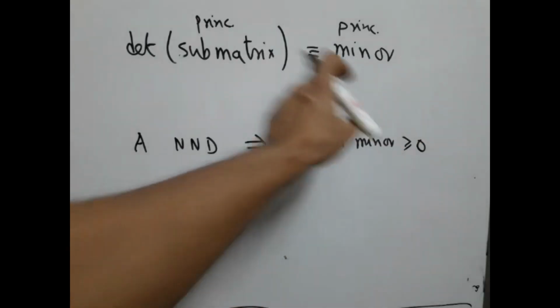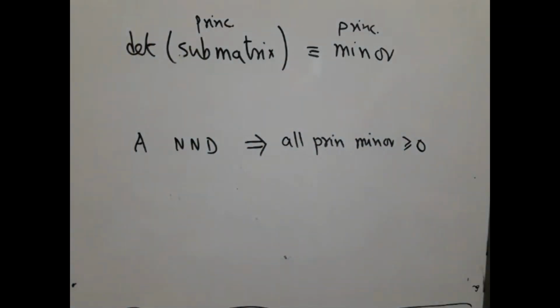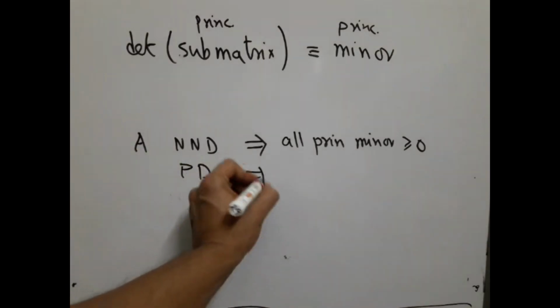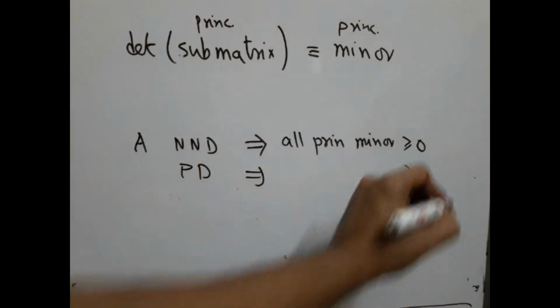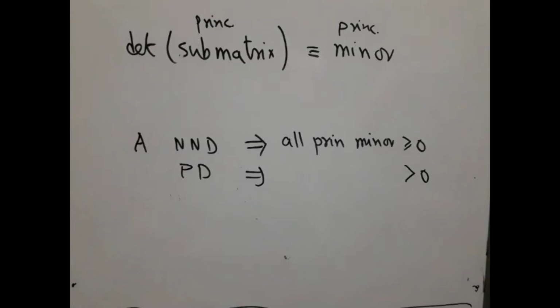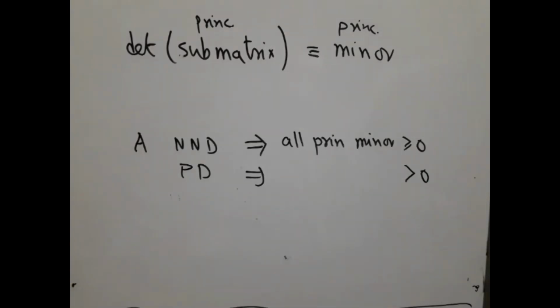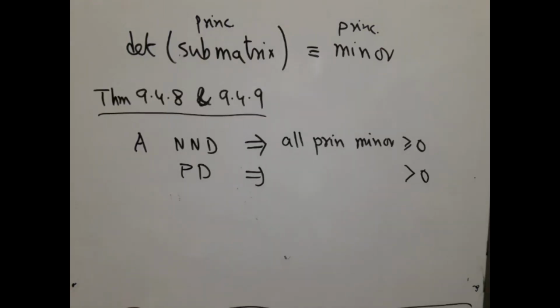Remember, these are numbers, because these are determinants, not matrices anymore. Similarly, if I have PD, I must have all these things strictly positive. And if I have ND, then naturally the sign will be positive or negative depending on whether the size is even or odd. The book calls these two results theorem 9.4.8 and 9.4.9.